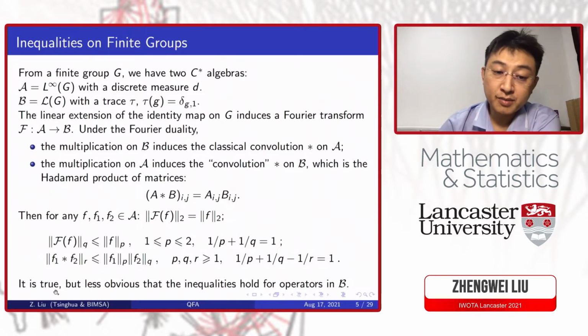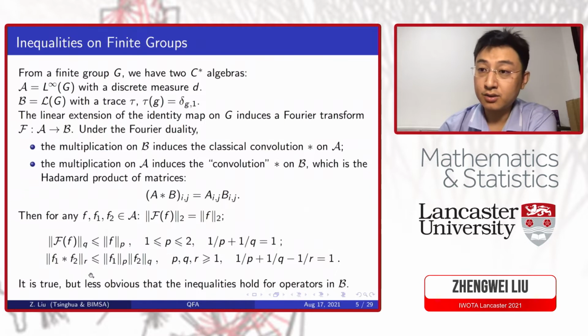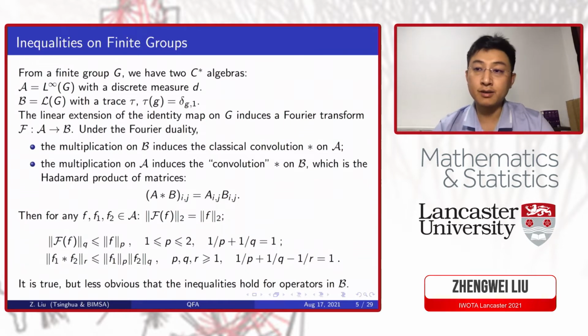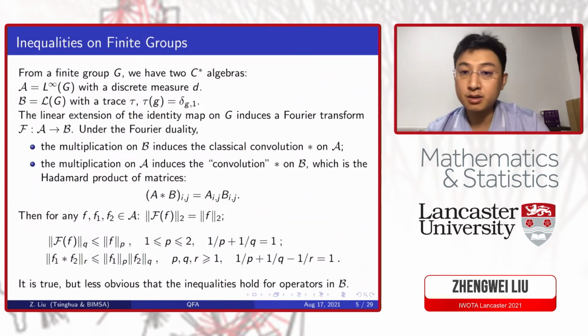And the interesting part is those inequalities are not only true on the A side, but they're also true on the B side. For example, Young's inequality says, if we take two matrices in the group algebra, and then we take the Hadamard product, pointwise multiplication, and then we take this non-commutative r-norm, it's still bounded by the p-norm of the first matrix and the q-norm of the second matrix. So this is true but less obvious, and this is an unusual way to think about the Fourier analysis on the dual side.